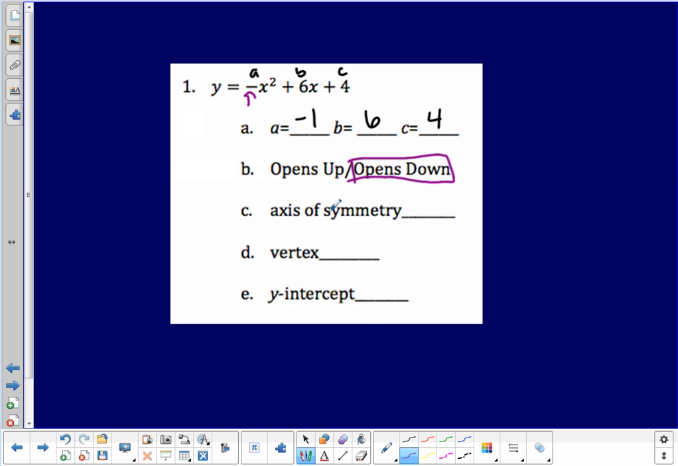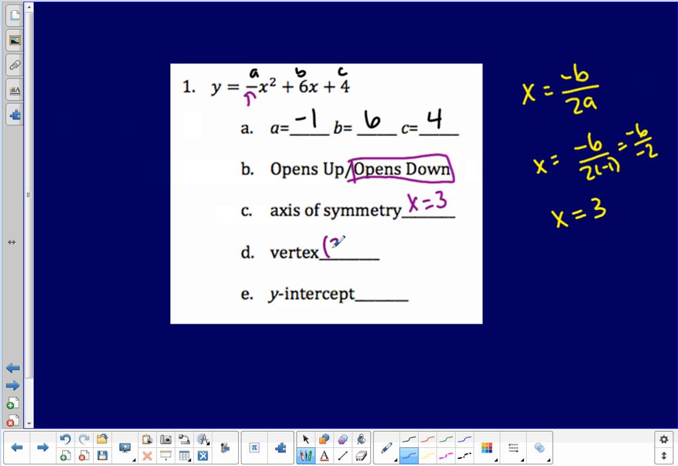Then I'd look for the axis of symmetry. Finding the axis of symmetry means I need the opposite of b over 2 times a. So in this case, I have -6 over 2 times -1. That's -6 over -2, so x is positive 3. -6 divided by -2 is positive 3. So my axis of symmetry is x equals 3, and that's also the first half of my vertex.